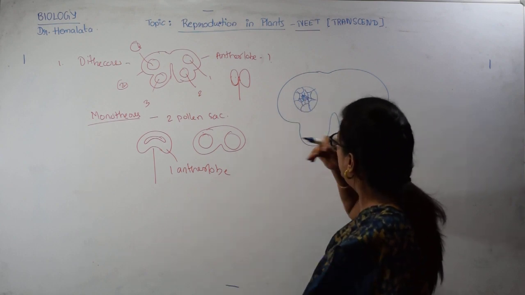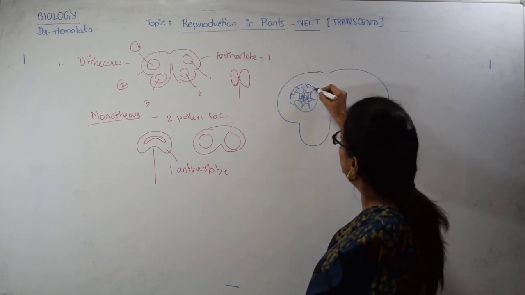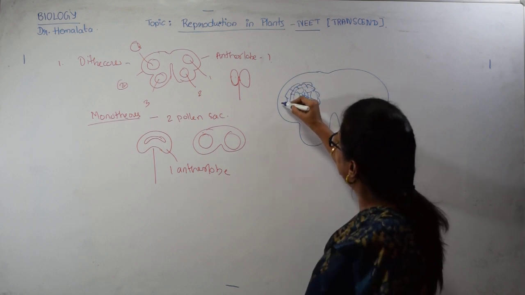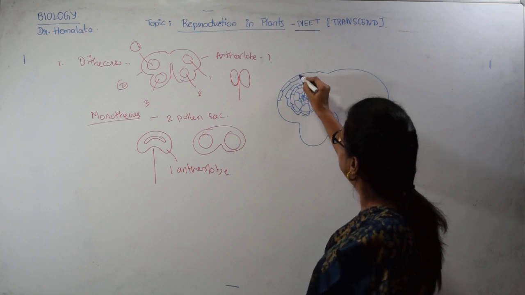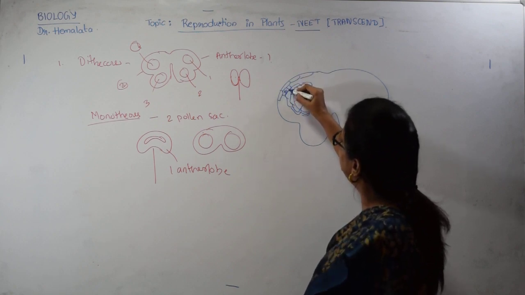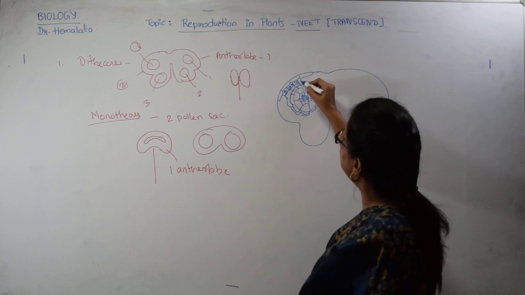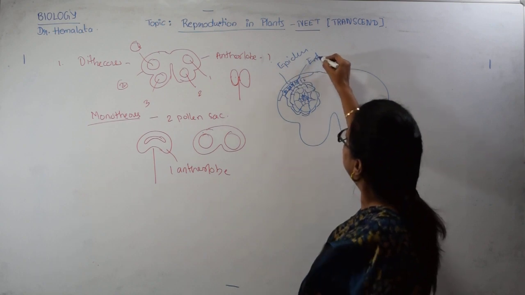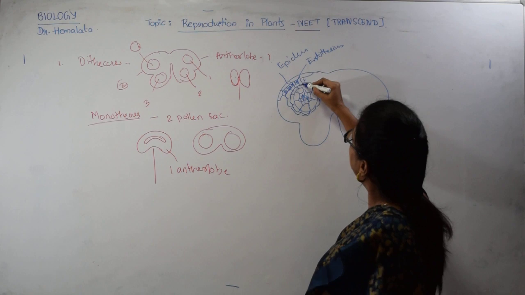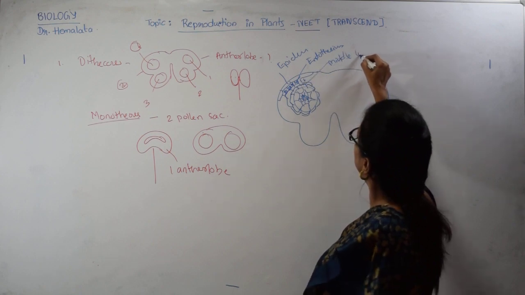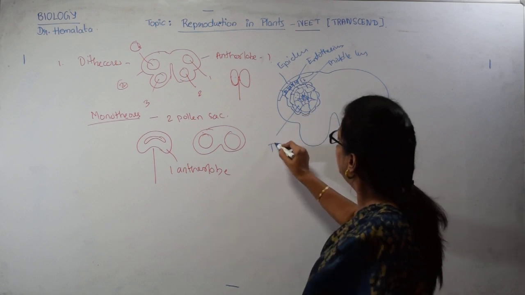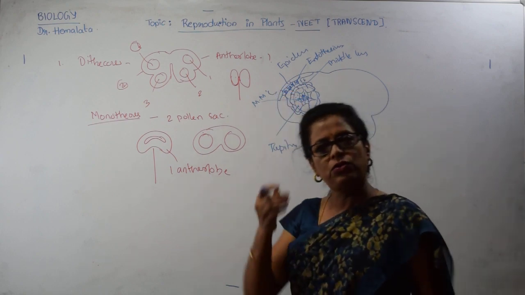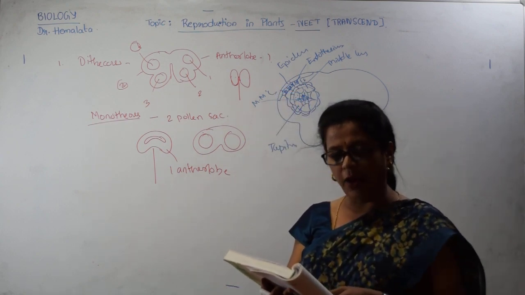Then surrounding this you get the middle layers, around 2 to 3 layers of middle layers. Then the next layer is the endothecium, and then the epidermis. The endothecium has radially thickened cells. So this is the epidermis, this is the endothecium, this is the middle layer, this is the tapetum, and these are the microspore mother cells. Okay, so what is the answer then? It will have 4 layers.